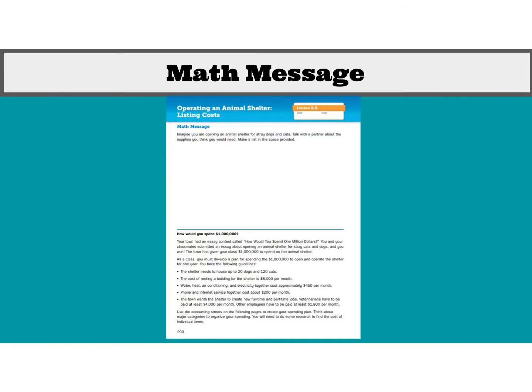For our math message today, you will need your student math journal, and you're going to open that up to page 290. So if you need to pause, do that now and come on back.